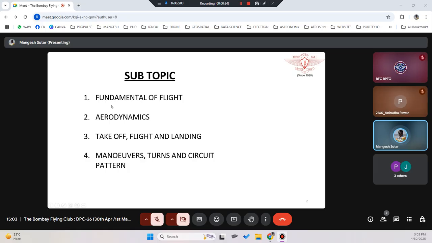So first is fundamentals of flight, then aerodynamics, then takeoff, flight and landing, then maneuvers, turns and circuit patterns. These are very important things, and these topics are not only from a theory perspective but from a practical perspective also. We will be seeing them, and they will be applicable when we are actually flying the drone in our regular drone flying sessions.